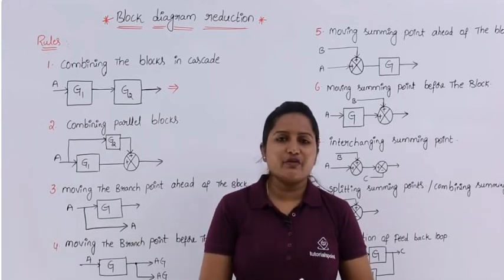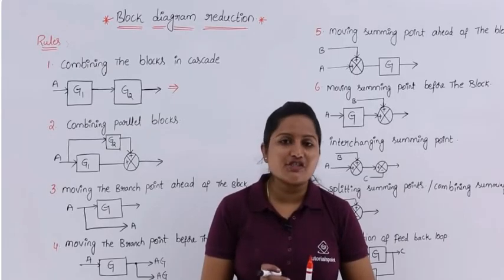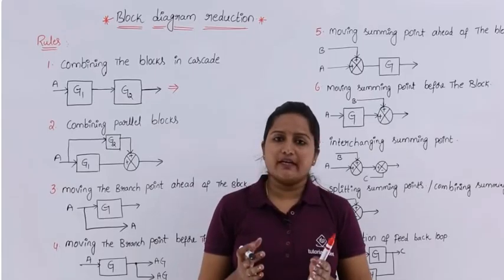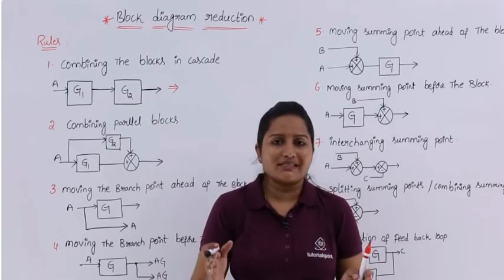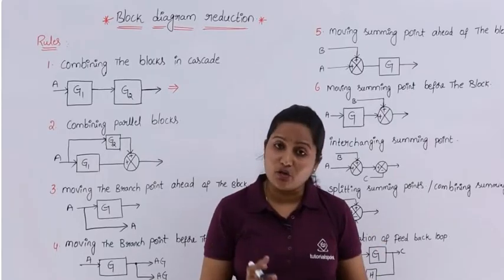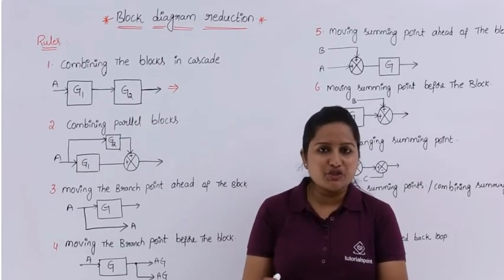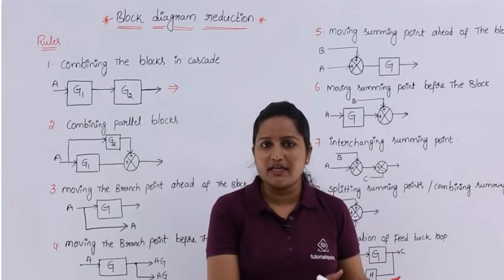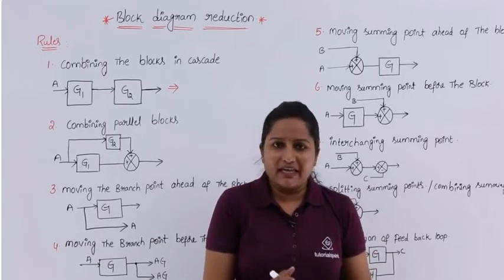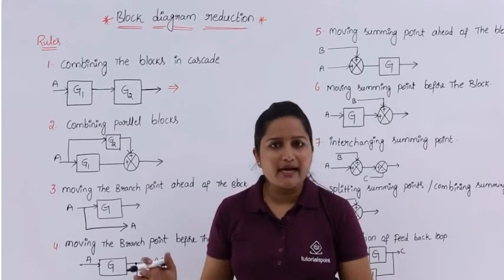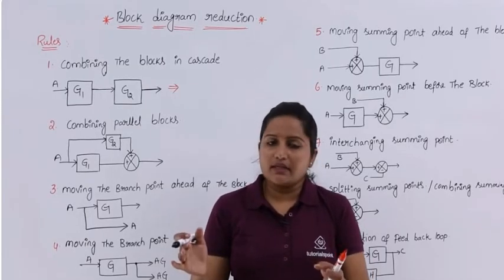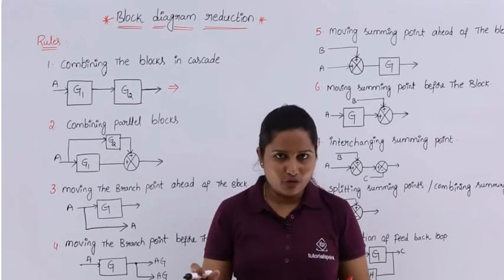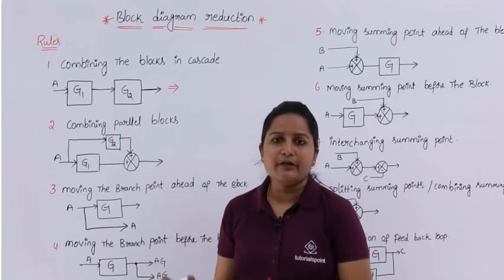In this video we are going to discuss block diagram reduction rules. Why is block diagram reduction required? Any control system is given in terms of a block diagram. As I already told you, a block diagram is the pictorial representation of each and every component in a control system, with all components indicated in blocks, along with signal flow, summing points and branch points.